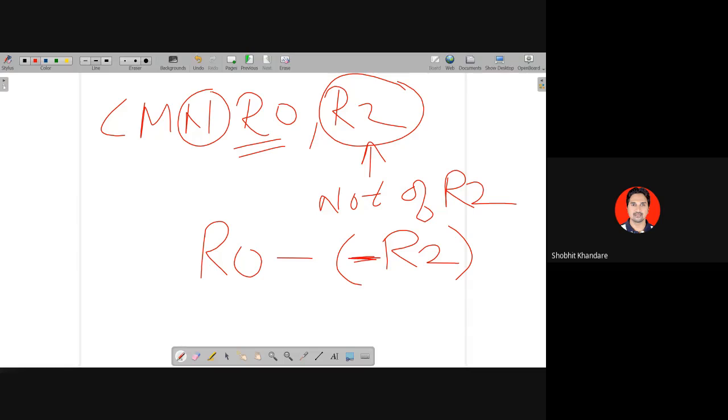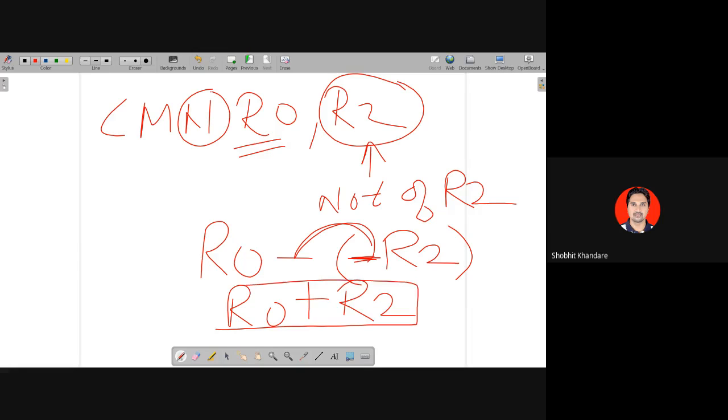So this minus into minus actually हमको क्या दे रहा है? R0 plus R2. Please pay attention. So in CMN, it is R0 plus R2, because R0 minus of R2, minus of R2 is nothing but not of R2. Okay, so minus of minus is plus. Okay, so I will just read out, just listen.